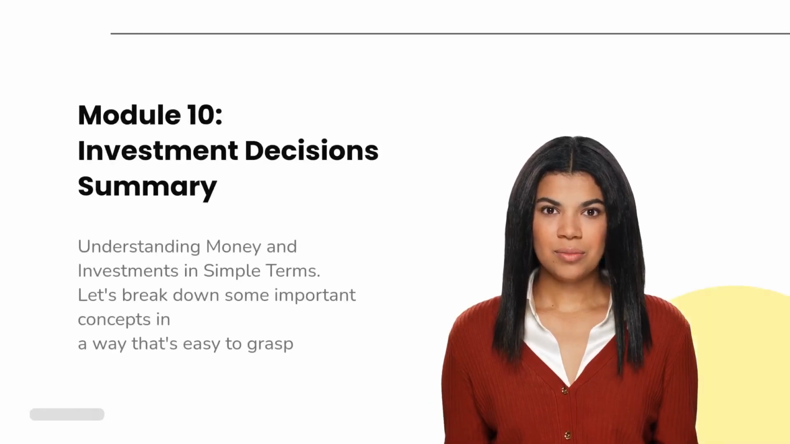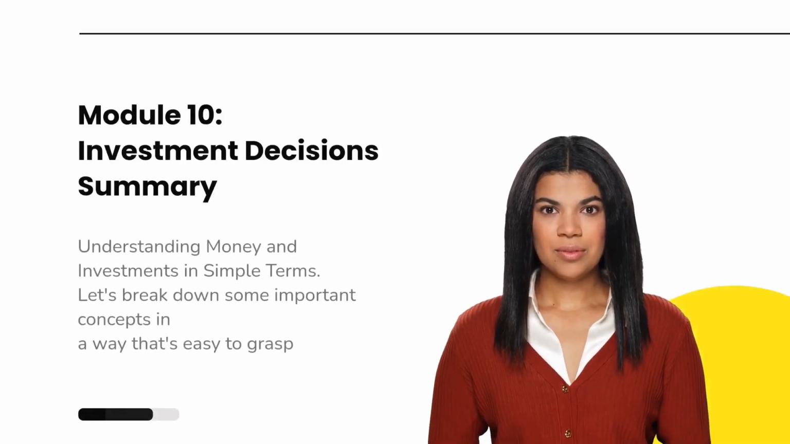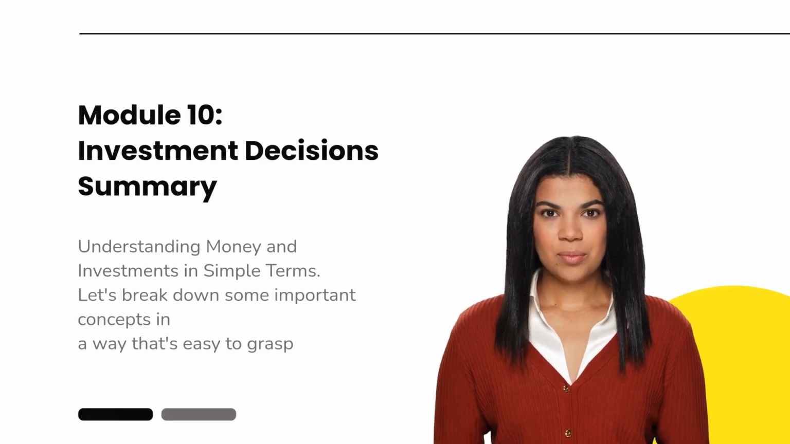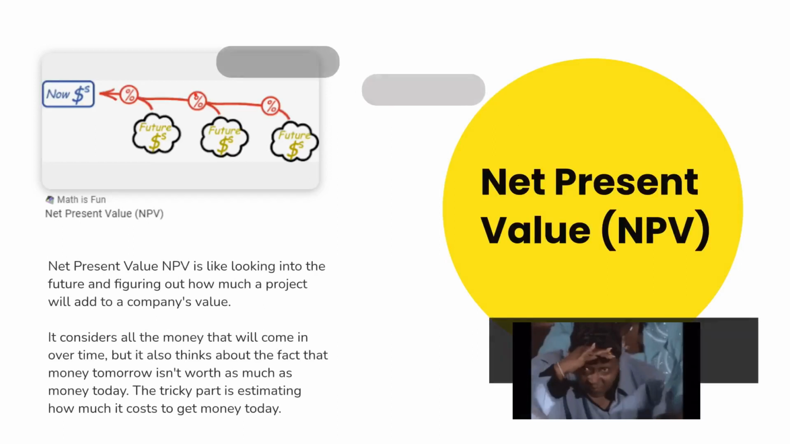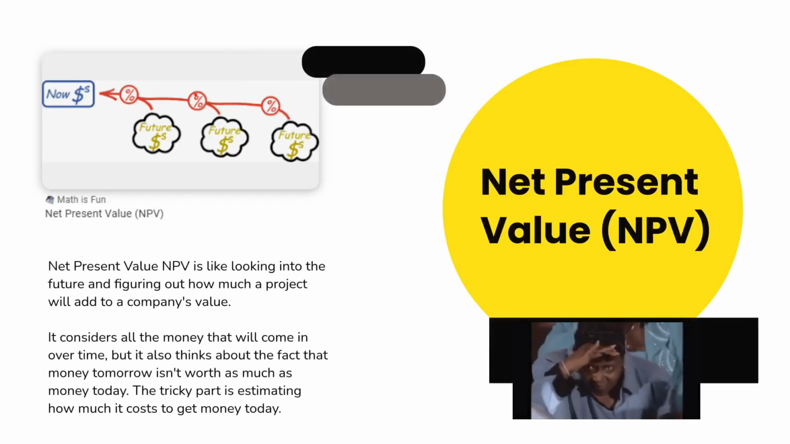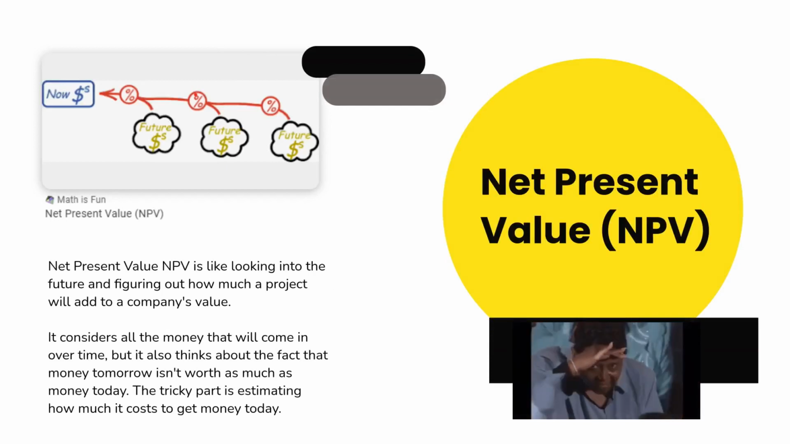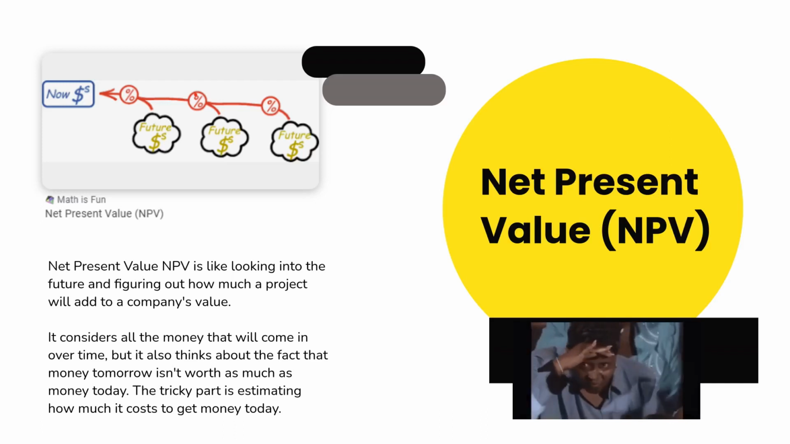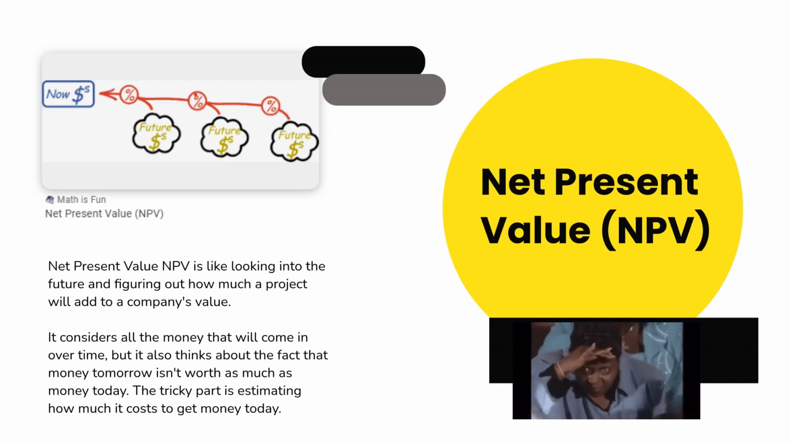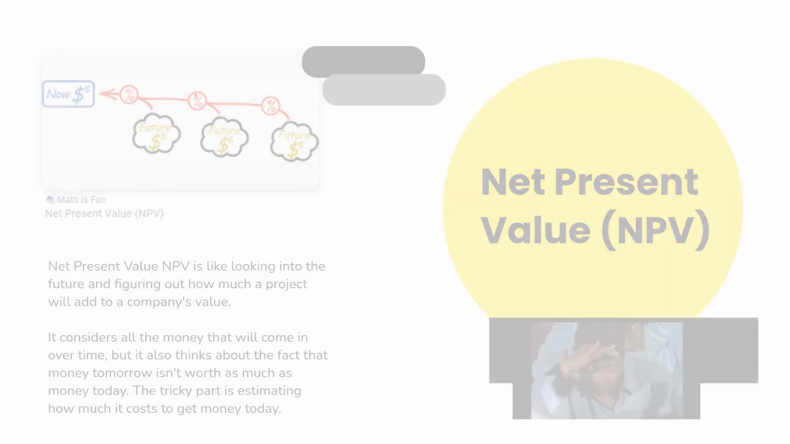Understanding money and investments in simple terms. Let's break down some important concepts in a way that's easy to grasp. Net present value (NPV) is like looking into the future and figuring out how much a project will add to a company's value. It considers all the money that will come in over time, but it also thinks about the fact that money tomorrow isn't worth as much as money today. The tricky part is estimating how much it costs to get money today.